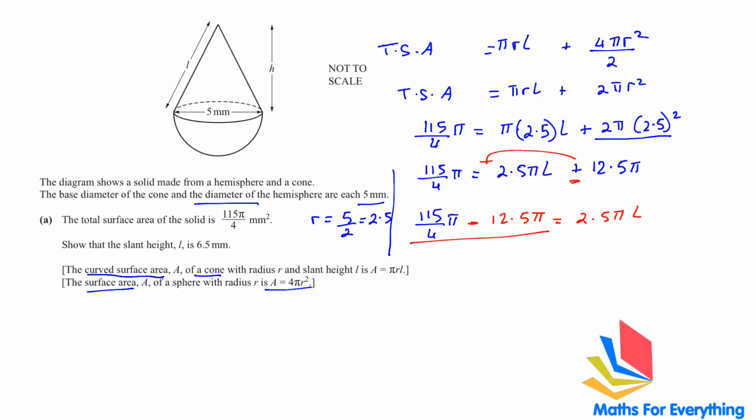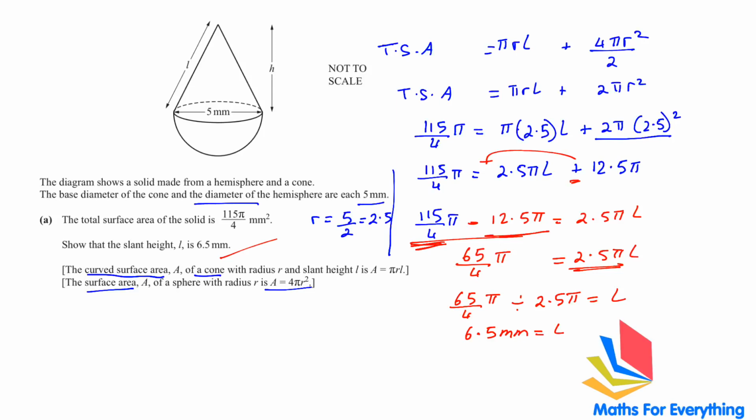Now put this in the calculator. You will get 65 over 4 pi. It's okay if you don't put pi in the calculator and you just put these numbers. And then while writing the answer, you put the pi here. Is equal to 2.5 pi L. This is a multiply. When I move to the other side, it's going to be a divide. And when you put the whole thing in the calculator, you will get 6.5 millimeter. That is your slant height. So we proved it.